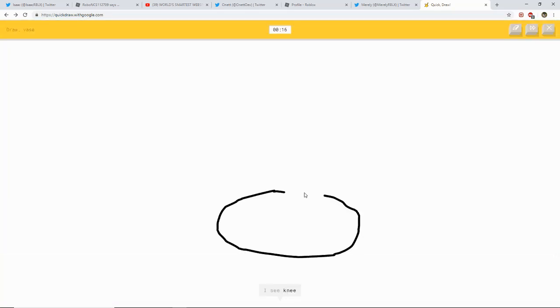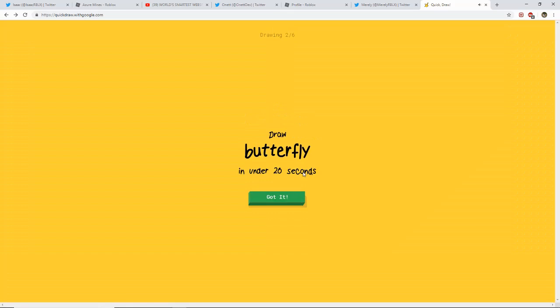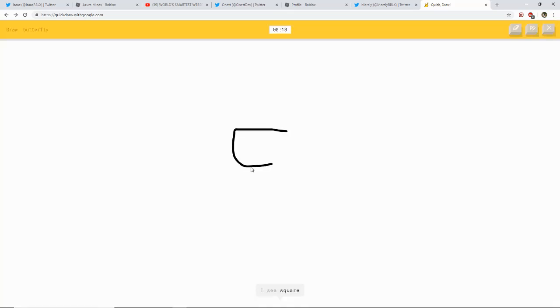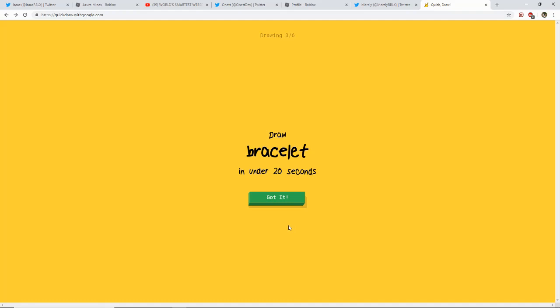I see knee. Or pond. Or apple. Or submarine. Or helicopter. I see shoe. Or bread. Or flip-flops. Or planet. I see pool. Sorry, I couldn't guess it. Of course. I see square. Or squiggle. Or shoe. Oh, I know. It's butterfly. Boy? Son of a? Son of a? Son of a? What?